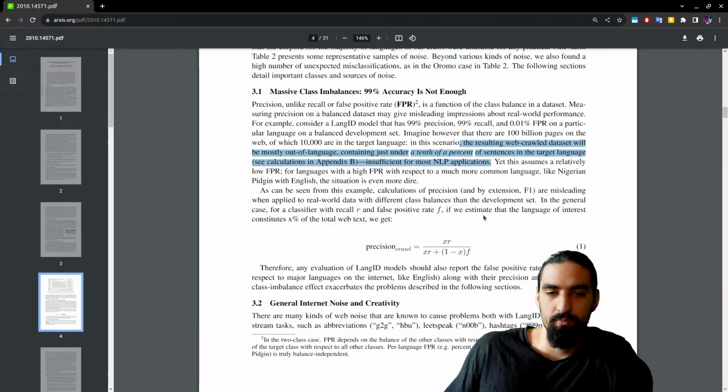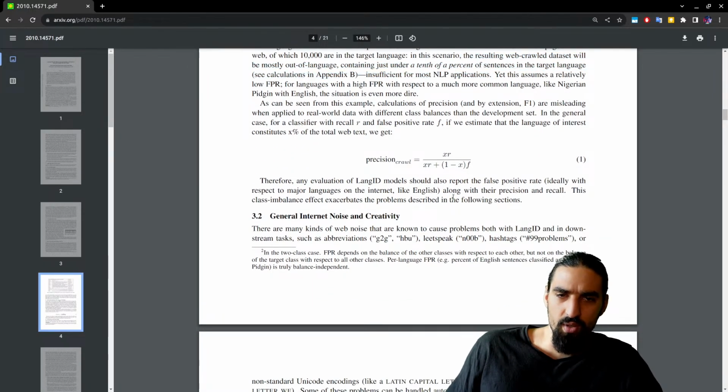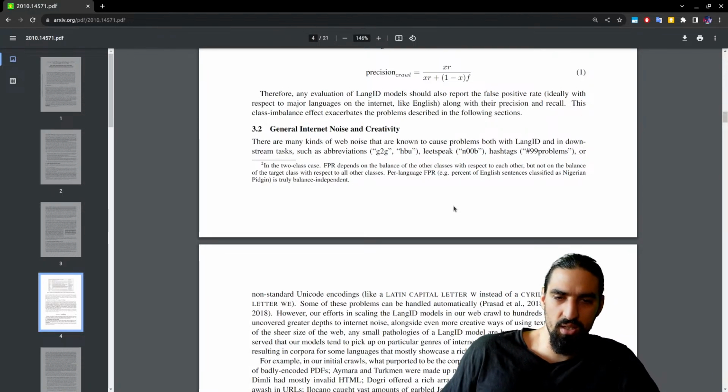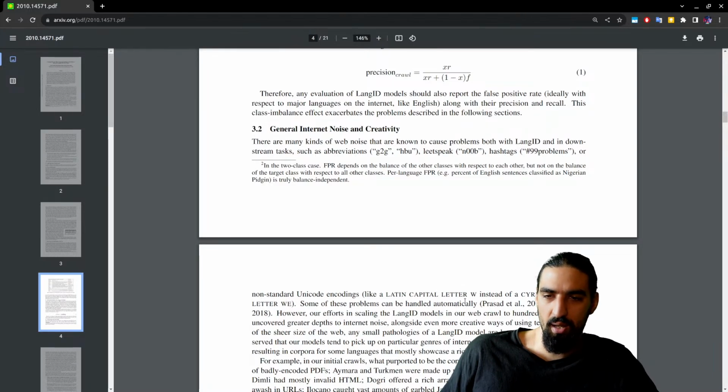Okay. General internet noise and creativity. There are many kinds of web noise that are known to cause problems both with LangID and in downstream tasks, such as abbreviations, leet speak, hashtags, or non-standard Unicode encodings, like a Latin capital letter W instead of a Cyrillic capital letter WE.